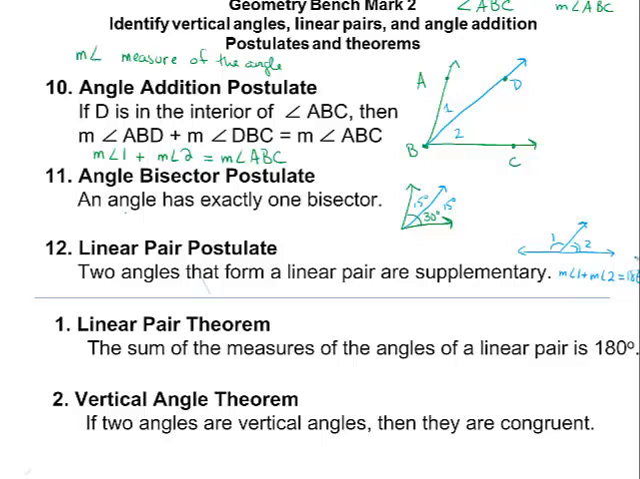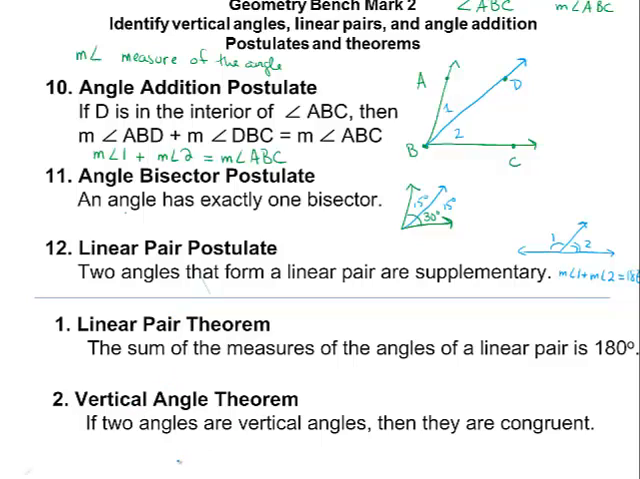Okay, then we have the linear pair theorem. Well, the postulate says that the linear pair is supplementary. The linear pair theorem says that that means they add up to 180 degrees. So the linear pair theorem is just taking the postulate and making it a little more specific and giving it an actual number value. That's the only difference between those two.